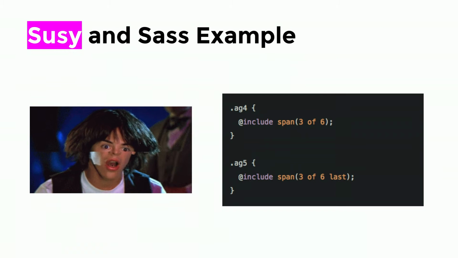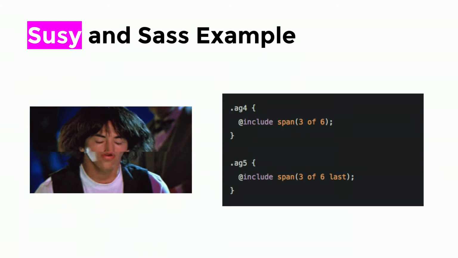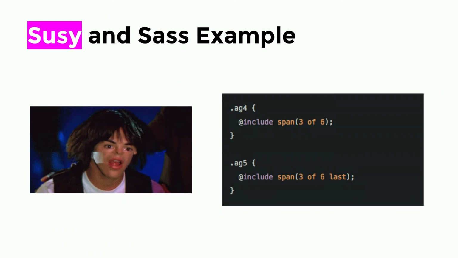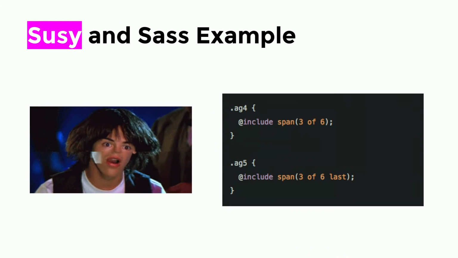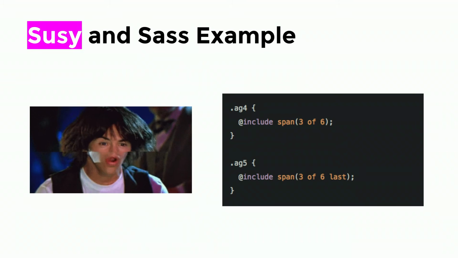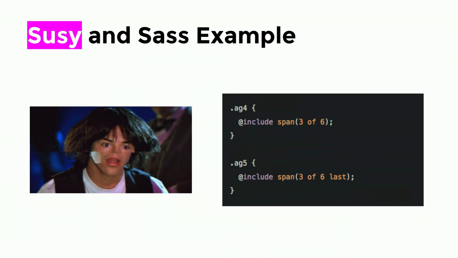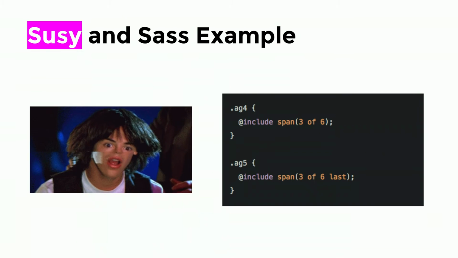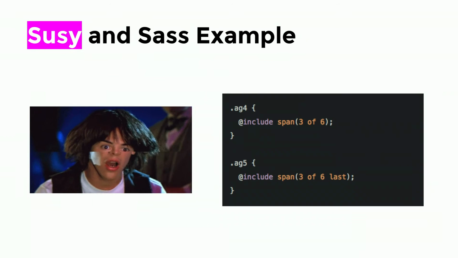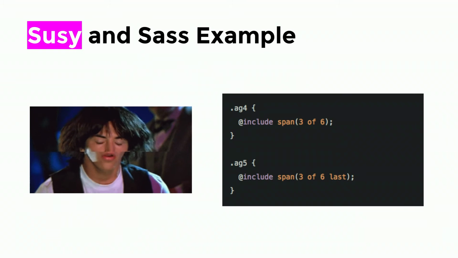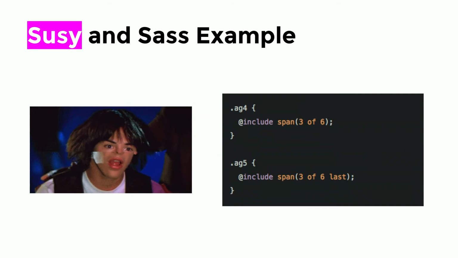And so a quick example of that would be this. So include span 3 of 6. Include span 3 of 6 last. So that's Suzy code. And very simply, span is width, span width. 3 of 6, span 3 columns of 6. So it's going to be 50%. And then here, span 3 of 6 last.